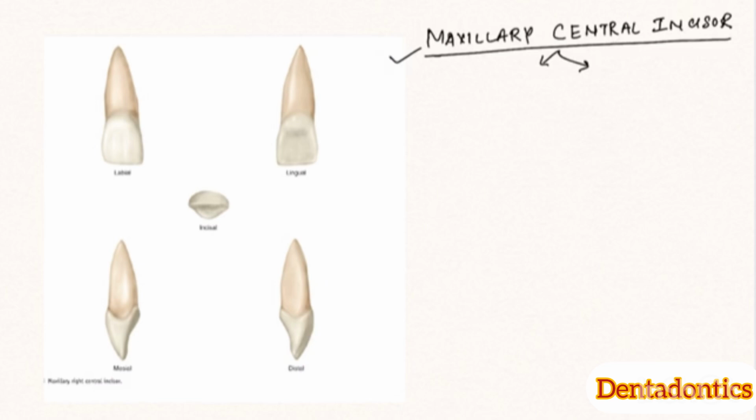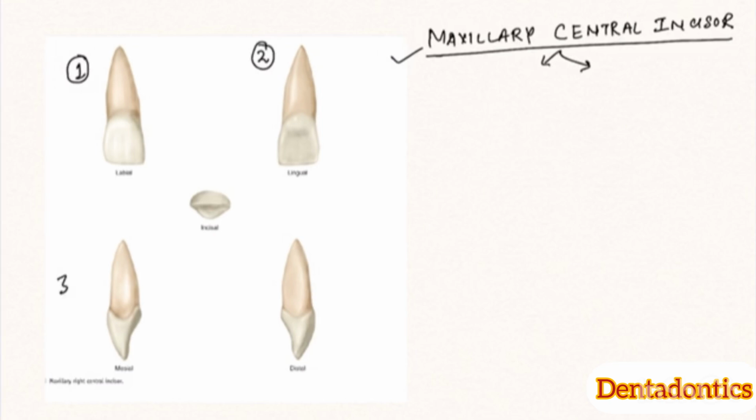As you can see, the first picture is the labial aspect of the maxillary central incisor. The second picture is the lingual aspect. The third is the mesial aspect, then the fourth is the distal aspect, and the last is the incisal aspect of the maxillary central incisor. So we will discuss it one by one.